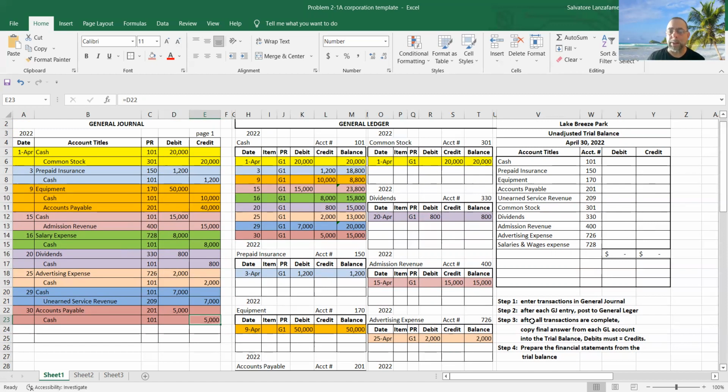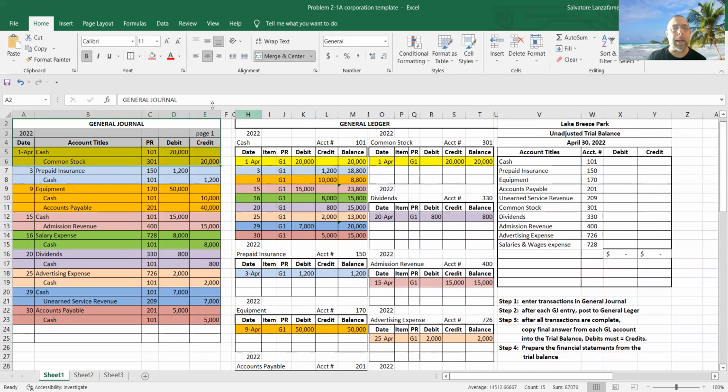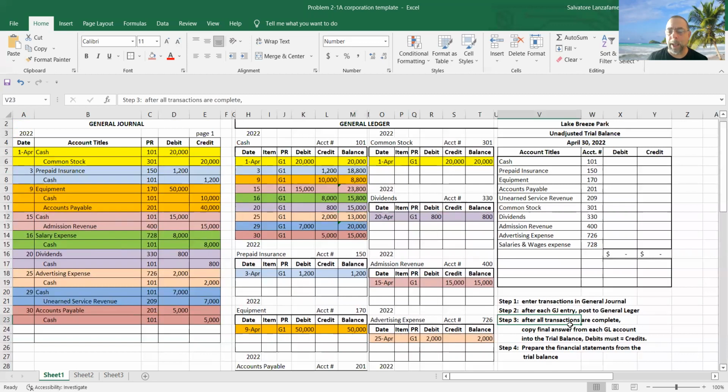So the trial balance is step 3. So remember what I said before when we were doing the journal and the ledger. Think of that dance, step 1, step 2, step 1, step 1, step 2, step 1. And that's the dance we were doing, all right? Back and forth, back and forth, back and forth, all right? So now we're ready to do step 3. So notice what I have here. After all the transactions are complete, copy final answer from each ledger, right, into the trial balance. And let's go ahead and do that.